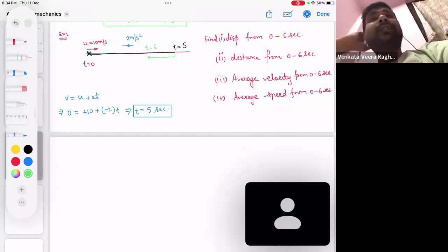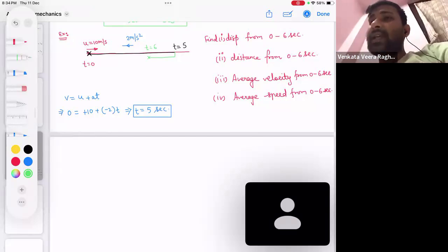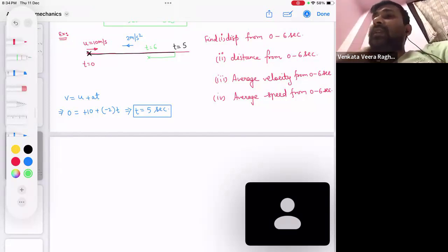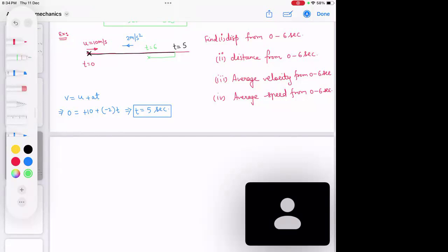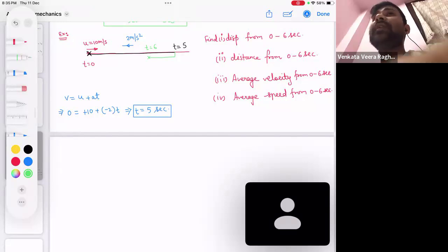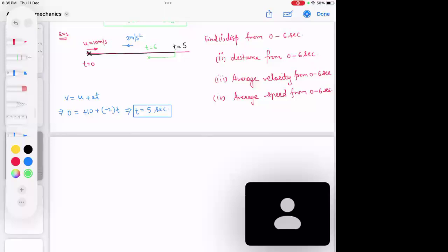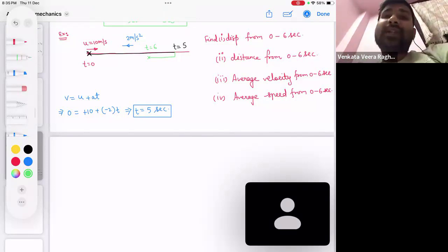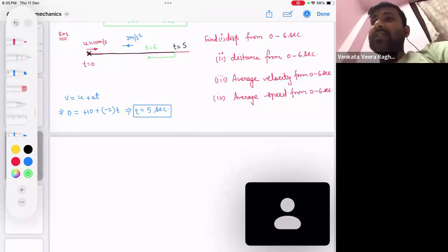Is that clear? Tell me, in the same question, if I would have asked, what is the displacement from 0 to 4 second, and what is the distance from 0 to 4 seconds? Would I have got a different answer for displacement and distance? No, sir. We'll get the same, because there is no turning back happening in 0 to 4 second. So whether you calculate the displacement or distance, I will get the same answer.